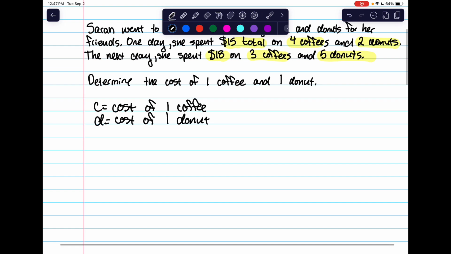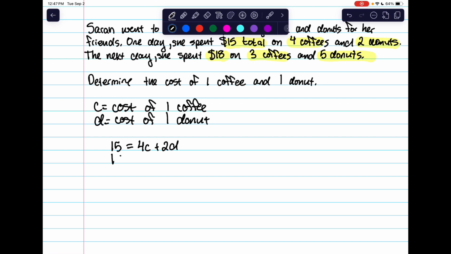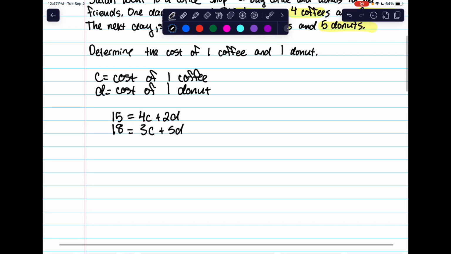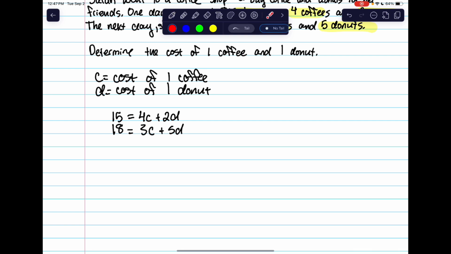So the first day, she spent $15 in total. That is what it has to equal to. $15 on 4 coffees and 2 donuts. Then she spent $18 on 3 coffees and 5 donuts. Now we have our 2 set of equations here.